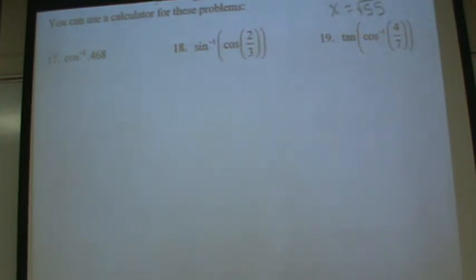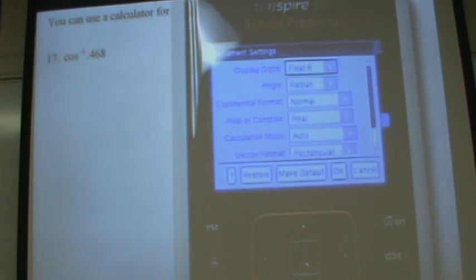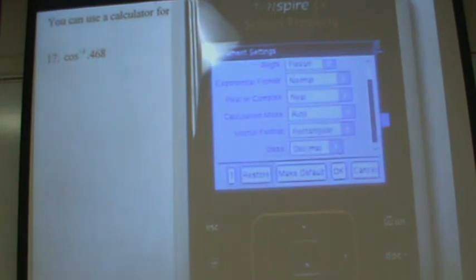So when you plug these in on the Inspire, I will remind you how to turn your calculator to radians. You'll go to settings, document settings, and right here where it says angle, it should say radian. Hit make default and hit OK.